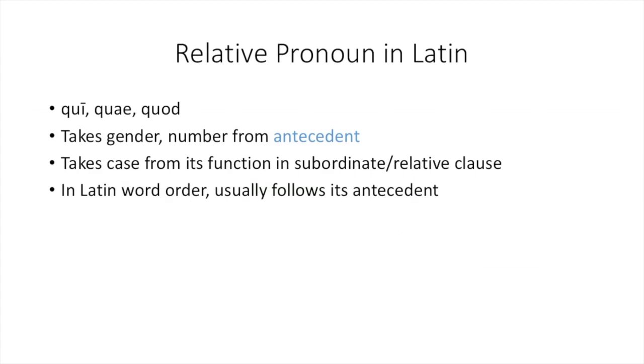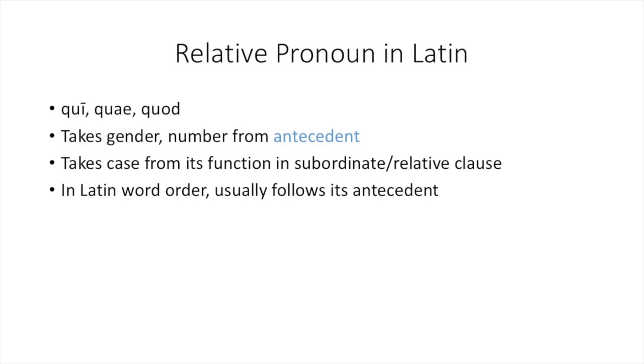So, the relative pronoun is quae, quod. Like all other pronouns, it takes its gender and number from the antecedent. And also, like other pronouns, it takes its case from its function within its own clause. In this case, it's a subordinate or relative clause within the same sentence as the antecedent. And in Latin word order, the relative pronoun usually follows directly after its antecedent.